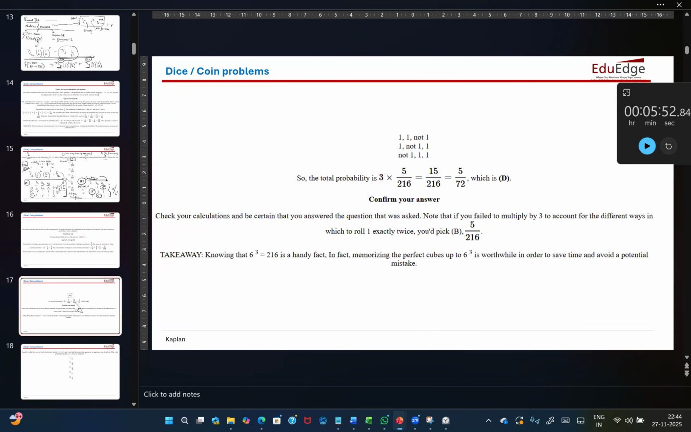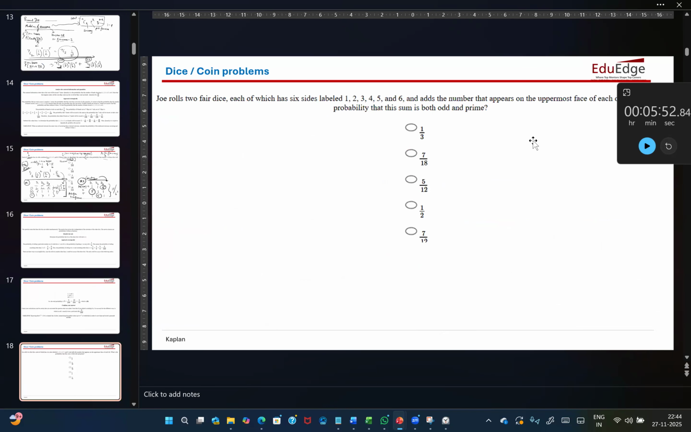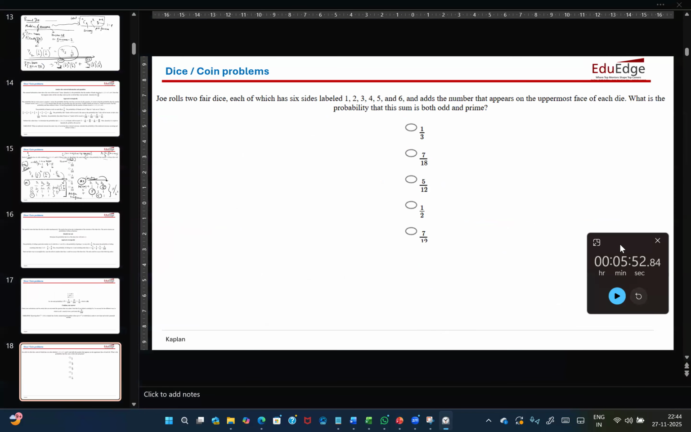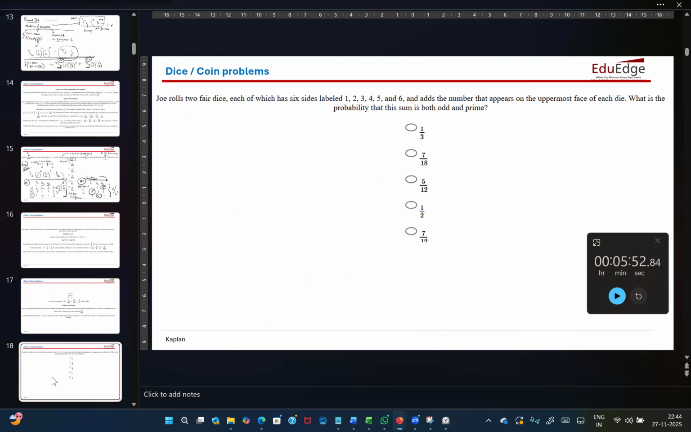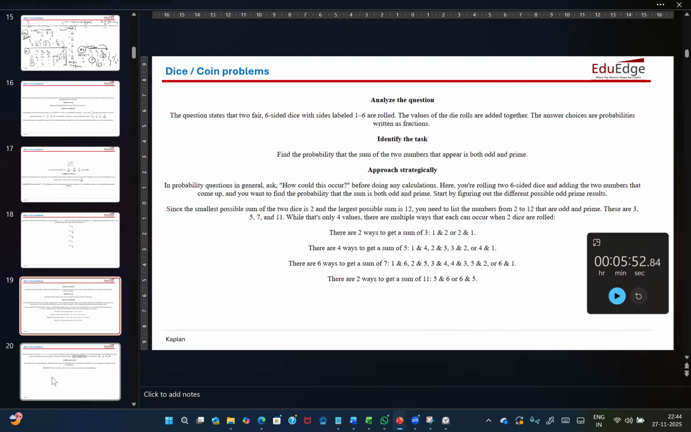Okay, next. We roll two dice where each has 6 sides. Now this you will do for homework. Slide no. 18.